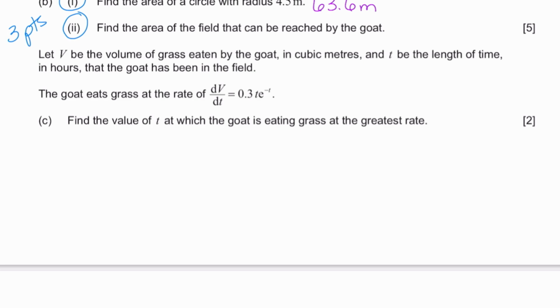Okay, so in the last part of the problem, it says let V be the volume of grass eaten by the goat in cubic meters and T the length of time in hours that the goat has been in the field. The goat eats grass at a rate of dV/dt equals 0.3 t e to the negative t. Okay, so that already looks really hard, right? Find the value of t at which the goat is eating grass at the greatest rate.